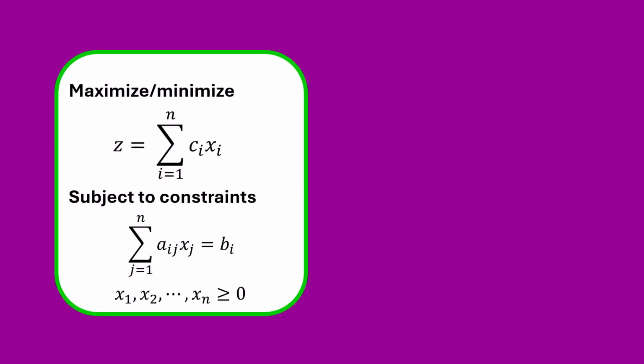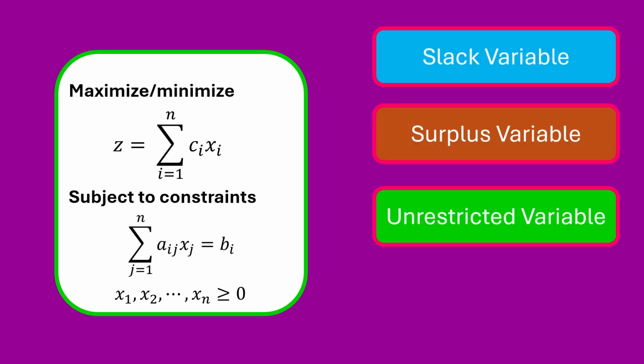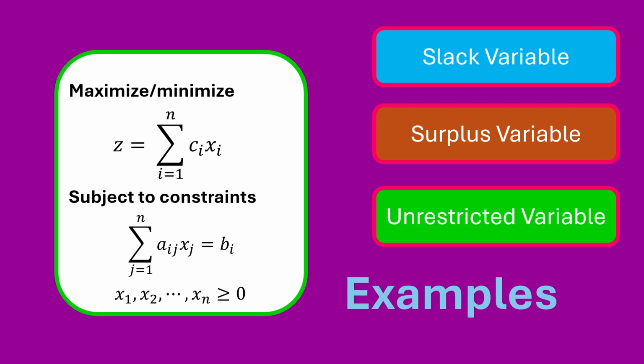Hello and welcome everyone. In this video, we will learn about the standard form of LPP, which is the starting point for the simplex method. The simplex method is a fundamental algorithm for solving linear programming problems. We will also learn what slack variables, surplus variables, and unrestricted variables are. In the end, we will see some examples on how we can write an LPP into its standard form.